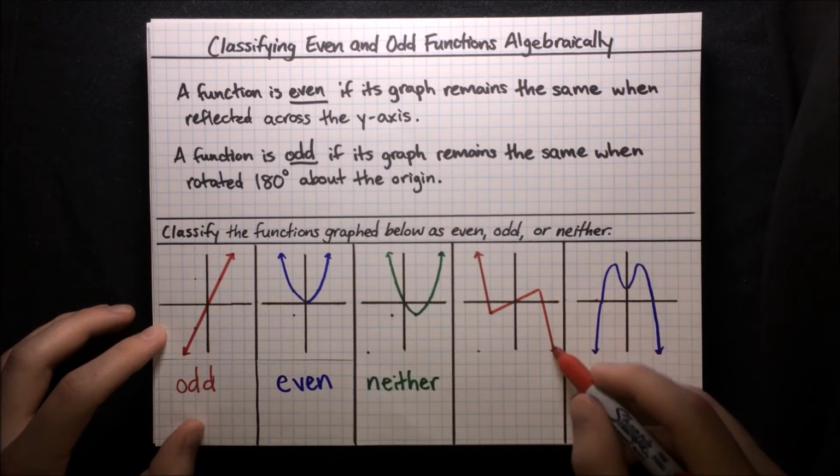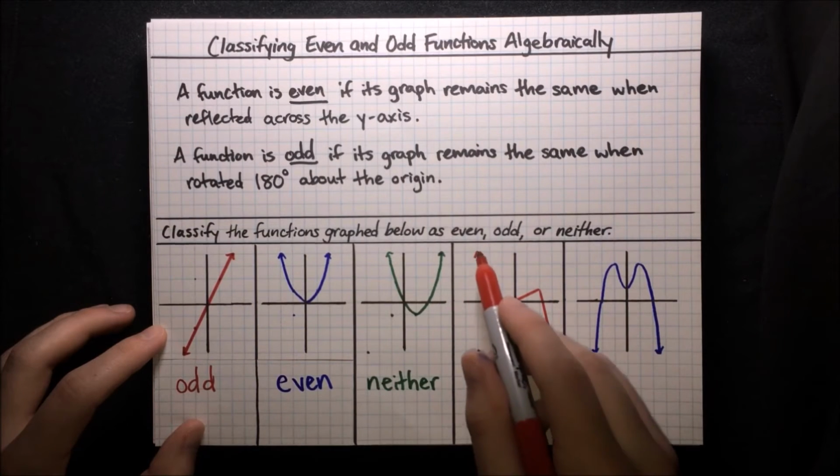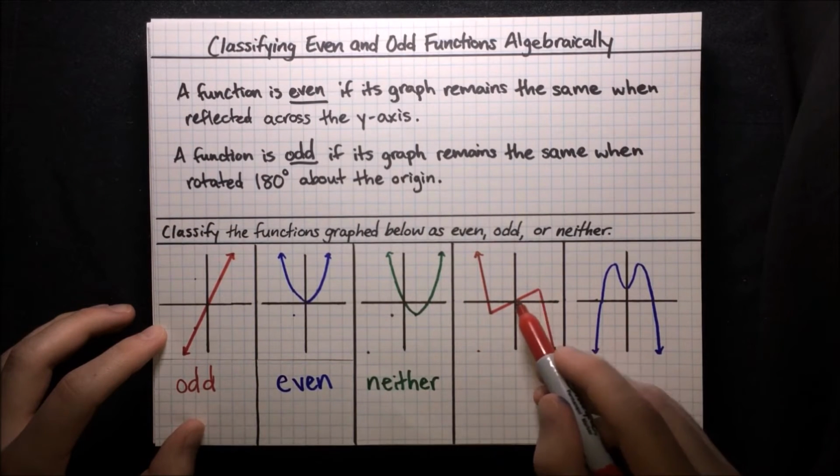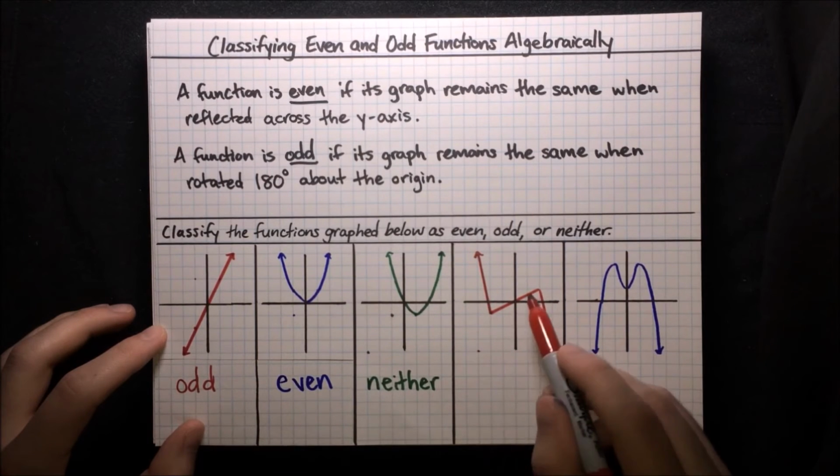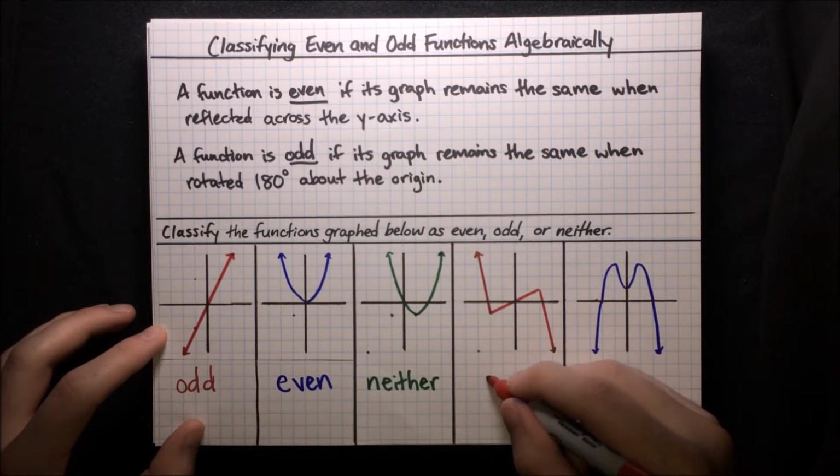This bit here, when rotated about the origin, will turn into that bit there, and this bit here, when rotated about the origin, will turn into that bit there. And vice versa, these bits will turn into those bits. So yeah, the function is odd.